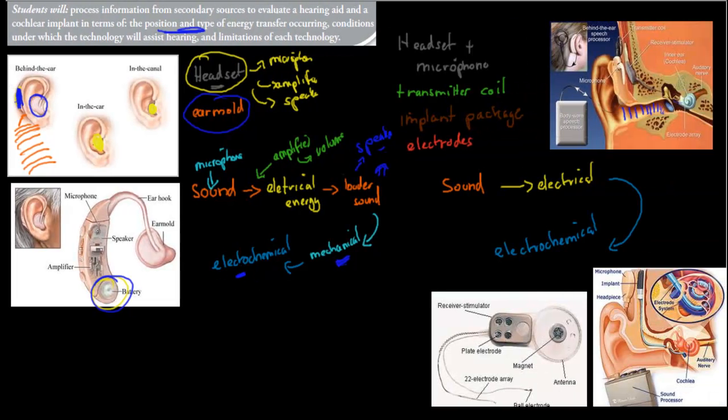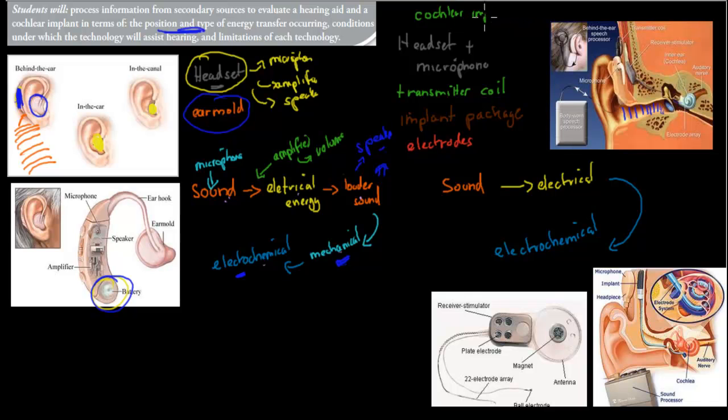So basically, for this part, we're talking about the position and type of energy transfer. Position is just where it's found, and the type of energy transfer is how it changes from sound to electrical to louder sound to mechanical to electrochemical. This would be the change in sound, which is why it's good for you to know roughly how it works. So this part will be easy to remember, the changes in the sound. And in terms of this, that was the hearing aid, right? And then the cochlear implant works a bit differently.